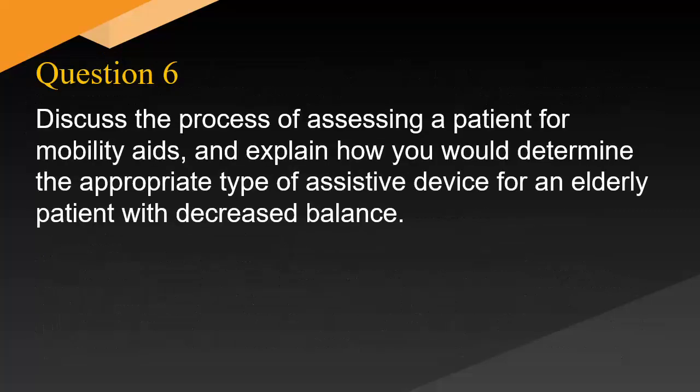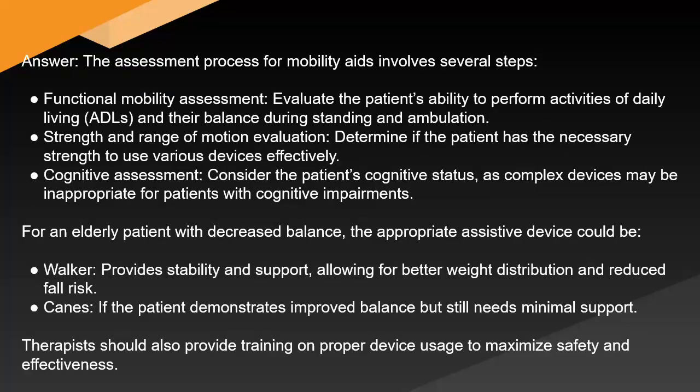Discuss the process of assessing a patient for mobility aids and explain how you would determine the appropriate type of assistive device for an elderly patient with decreased balance. Answer: the assessment process for mobility aids involves several steps. Functional mobility assessment: evaluate the patient's ability to perform activities of daily living and their balance during standing and ambulation. Strength and range of motion evaluation: determine if the patient has the necessary strength to use various devices effectively. Cognitive assessment: consider the patient's cognitive status, as complex devices may be inappropriate for patients with cognitive impairments.